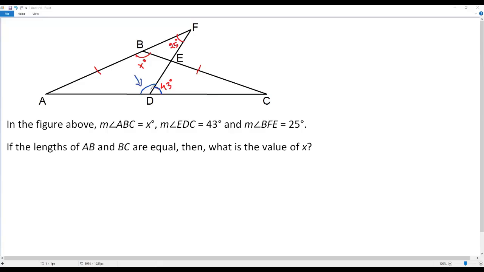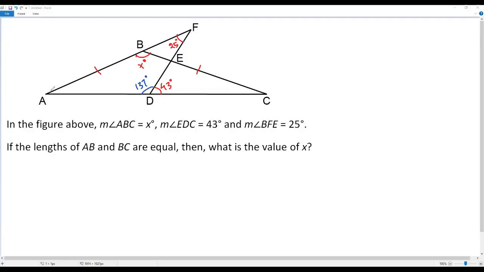What about the measure of the second part of the straight angle? For that, we subtract 43 degrees from 180 degrees. When I subtract, I get 137 degrees. That is the measure of angle EDA. Over here it is 137 degrees.